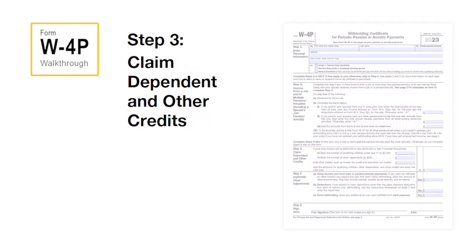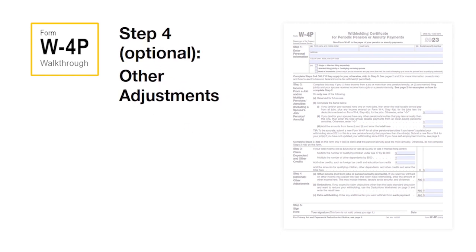Step 3. Claim dependents. You may claim credits for qualifying children and other dependents. In addition, you may be able to include other credits. Step 4. Refine your withholdings.